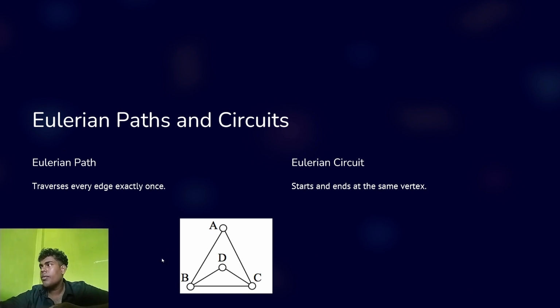See this graph. We can see there are 4 vertices and 5 edges. A, B, C, D are the vertices, and AB, BD, DC, CA and BC are the edges. We can go along these edges: A to B, B to C, C to A, C to D and B to D, like this.